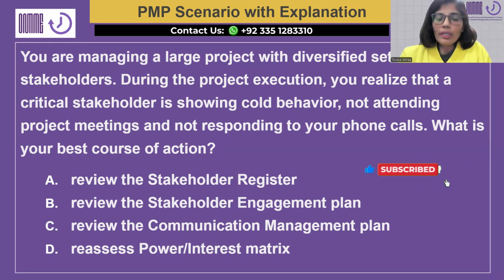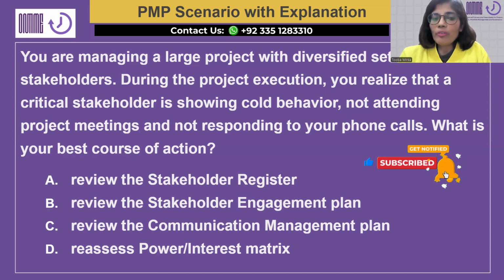The scenario says that you are managing a large project with a diversified set of stakeholders. During the project execution, you realize that a critical stakeholder is showing cold behavior, not attending project meetings, and not responding to your phone calls. What's your best course of action?